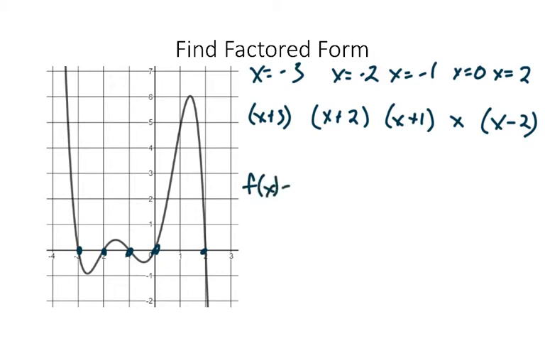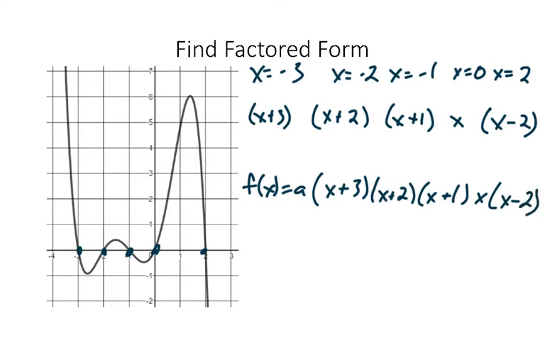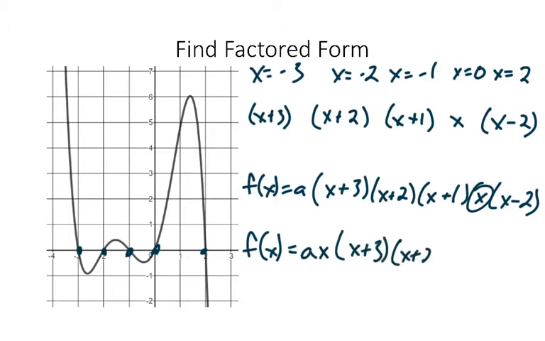And then we're just going to put that together. So I've got f of x is equal to some a, times x plus 3, x plus 2, x plus 1, x times x minus 2. Usually we like to put that x up front, so we would probably like to rewrite this as a x times x plus 3 times x plus 2 times x plus 1 times x minus 2. I think that's just so we don't forget about it, or you might confuse it with a multiplication sign or something. It's just sort of a convention to put that up there. But that's it. That's how you go from graphs to factored forms of both polynomials and rationals.